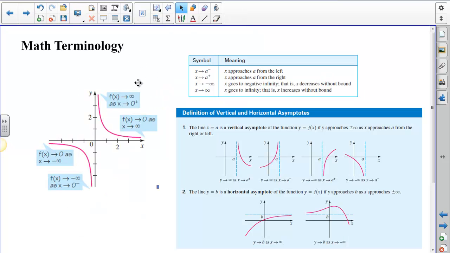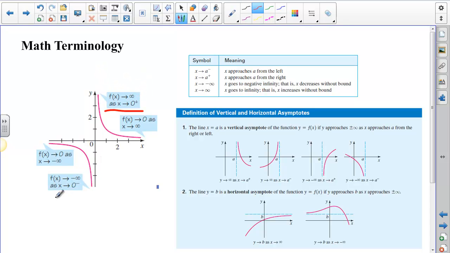As we look over here, this is our graph that we were just looking at, and you can see that there's some terminology here. It says, for example, f of x goes to infinity as x goes to 0 plus. And this plus means it approaches from the right. So as I approach x from the right, this graph keeps getting bigger and bigger and bigger, and the y values keep getting larger and larger, or going to infinity.